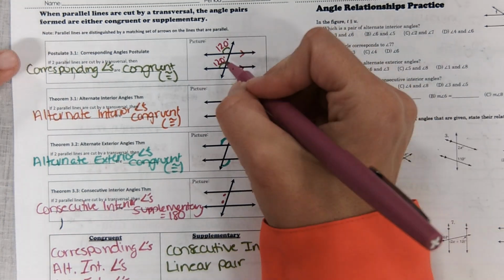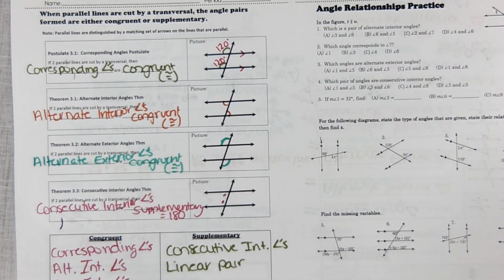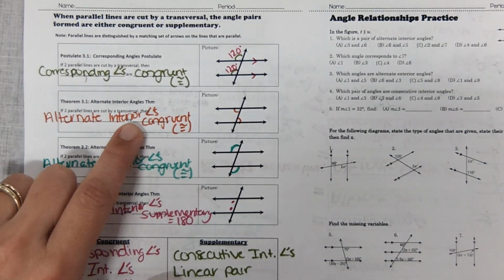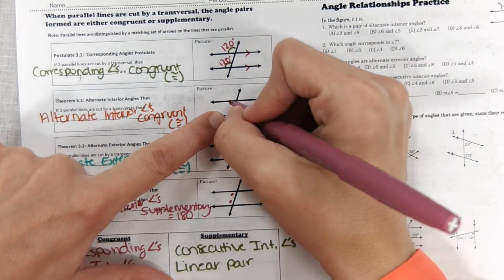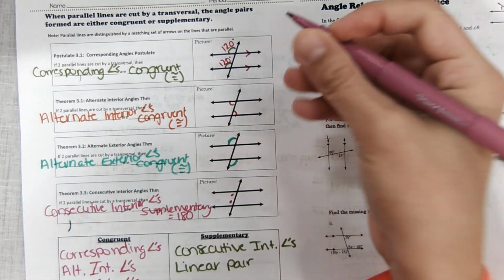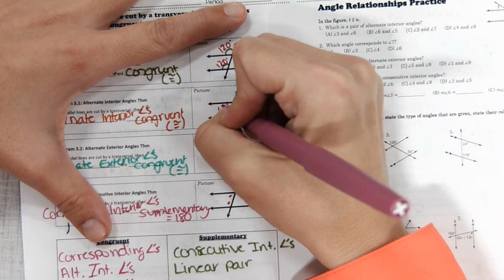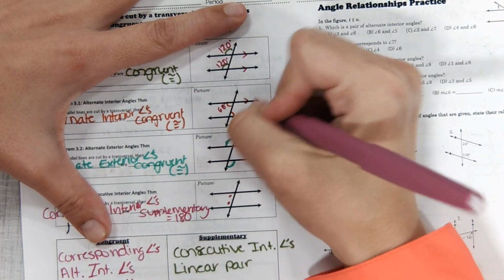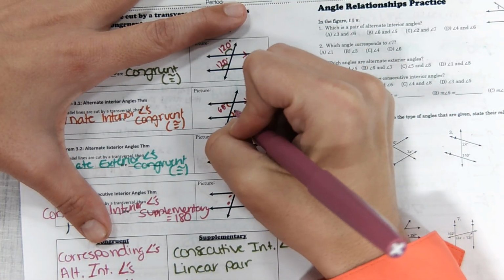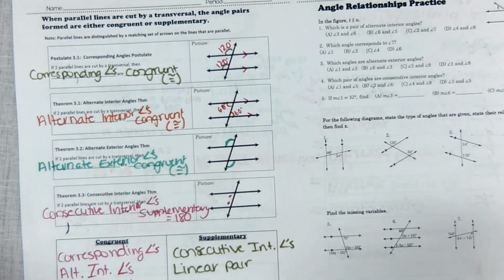Okay, so corresponding angles are equal. What's also equal is alternate interior angles. So here in our example, alternate interior angles are also equal. So if you're told that this is 60 degrees, and you're told that these lines are parallel, then this alternate interior angle is also 60 degrees.